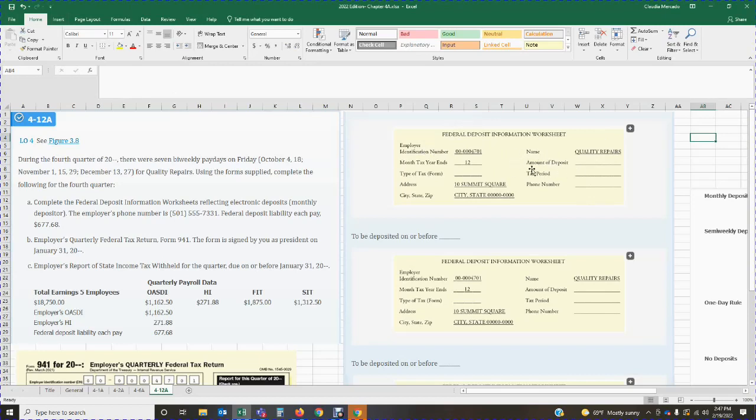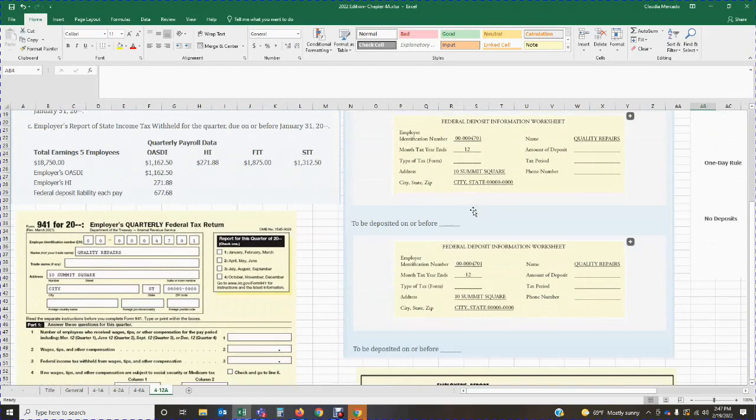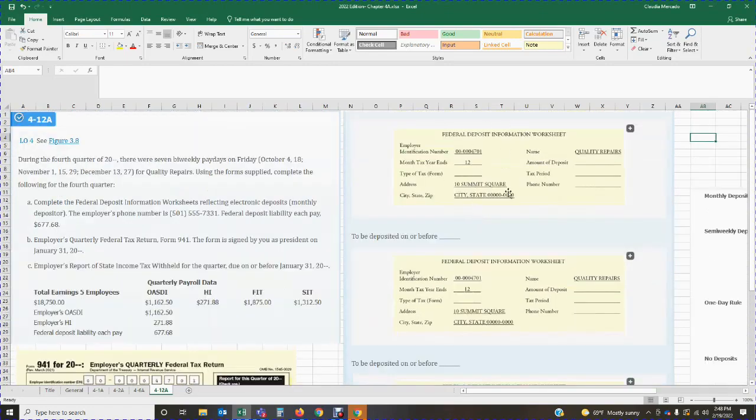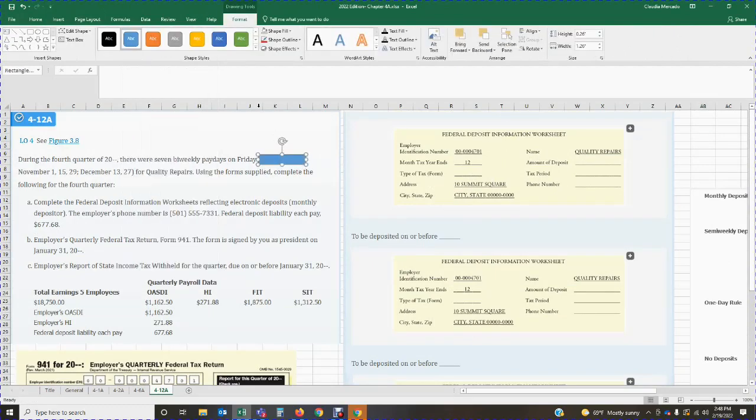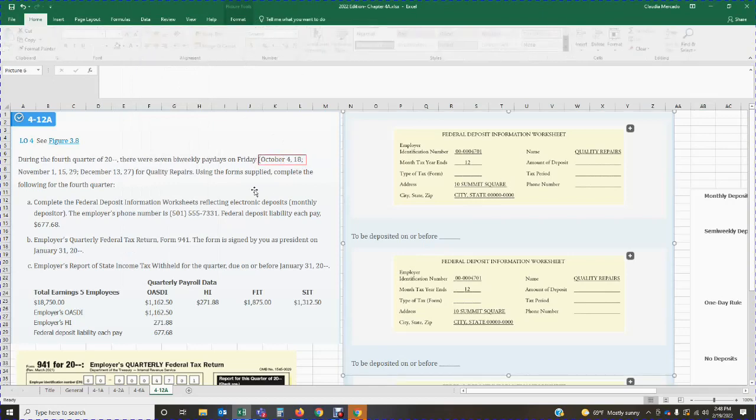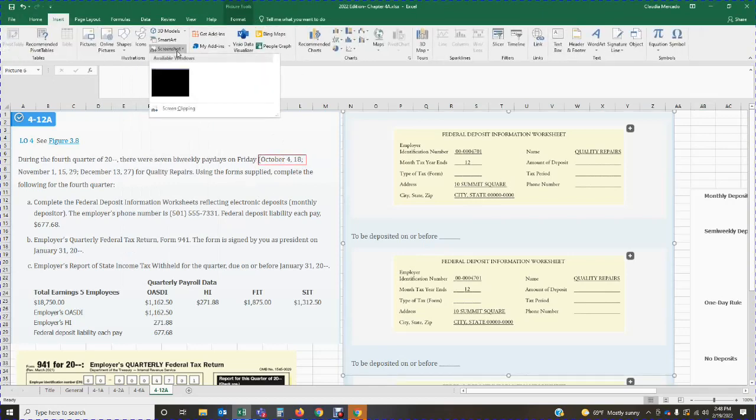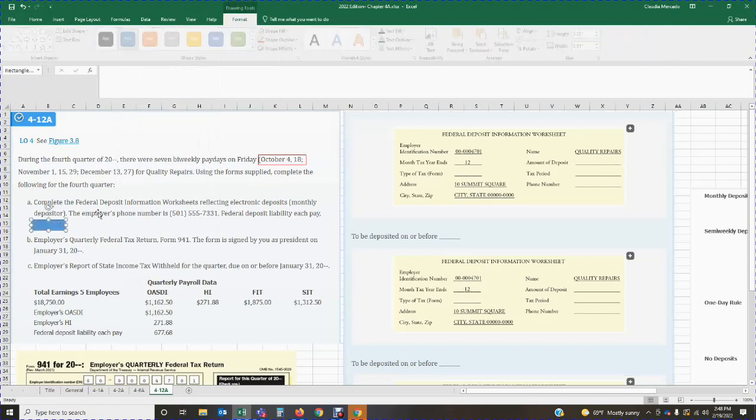The first thing that we have to calculate is the amount of the deposit. Okay, so remember, it's one worksheet per month. So the first month that we're doing is the month of October. Okay, now let's look at October. October had 2 pay periods, October 4 and 18. Okay, and it says that the deposit liability each pay period is $677.68.